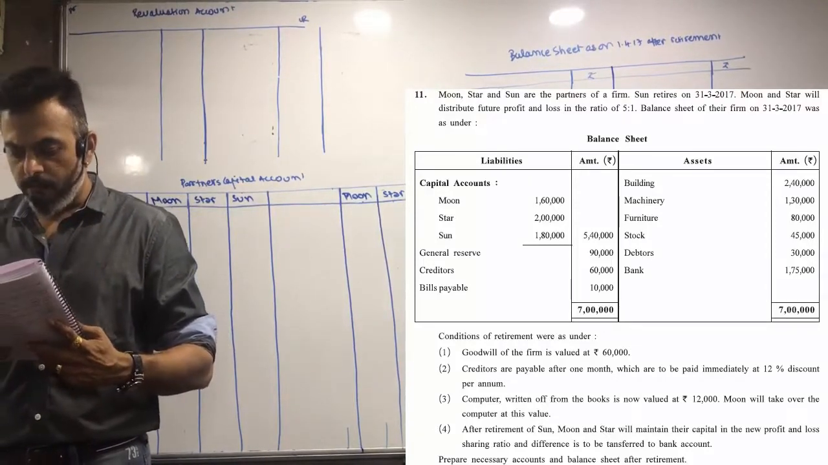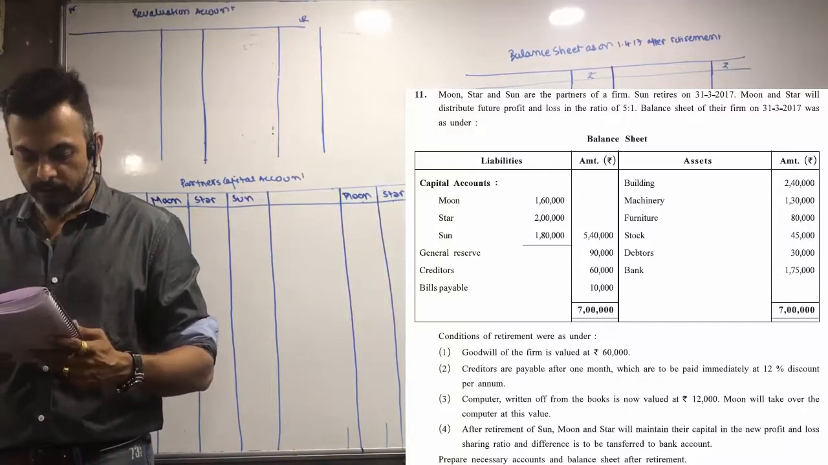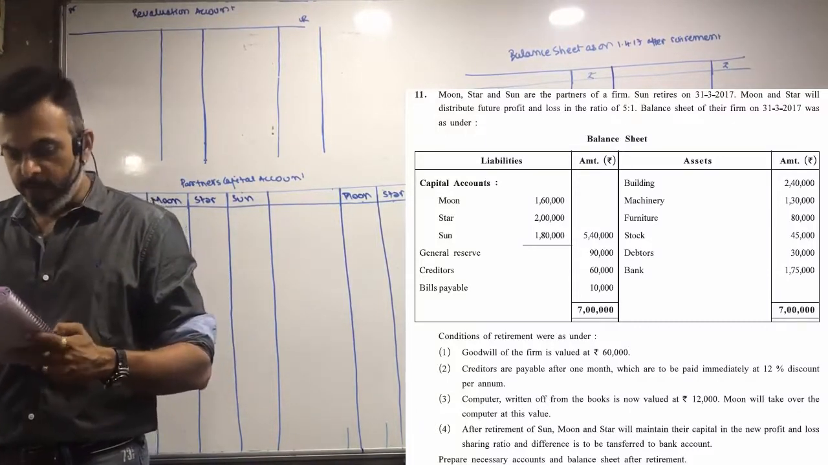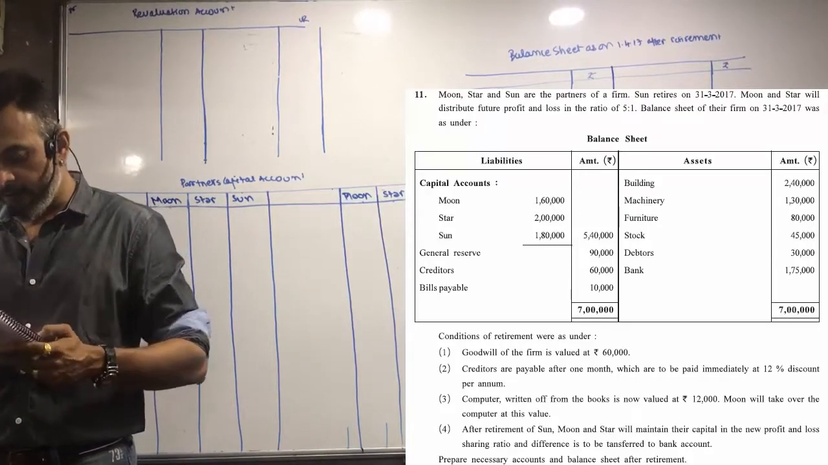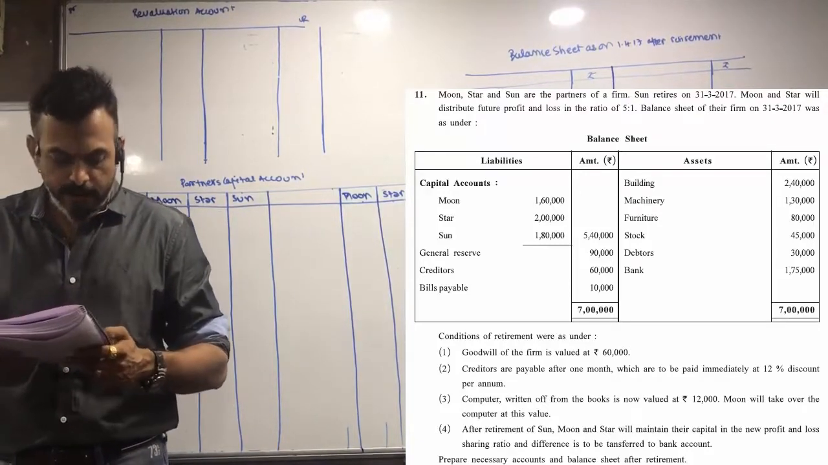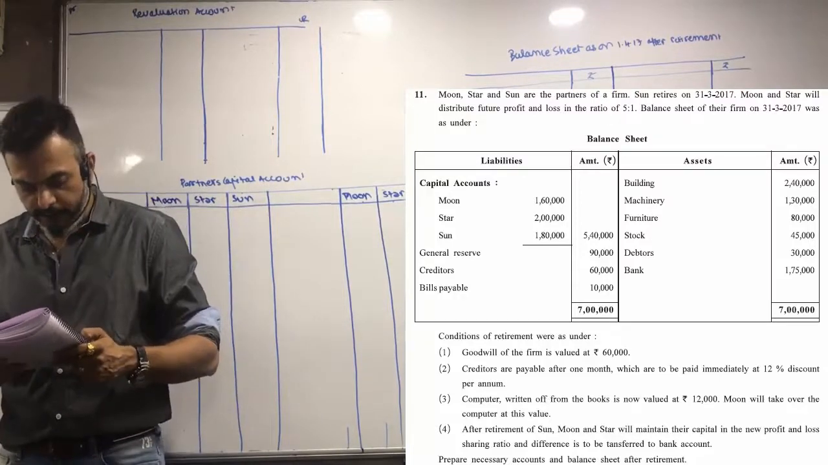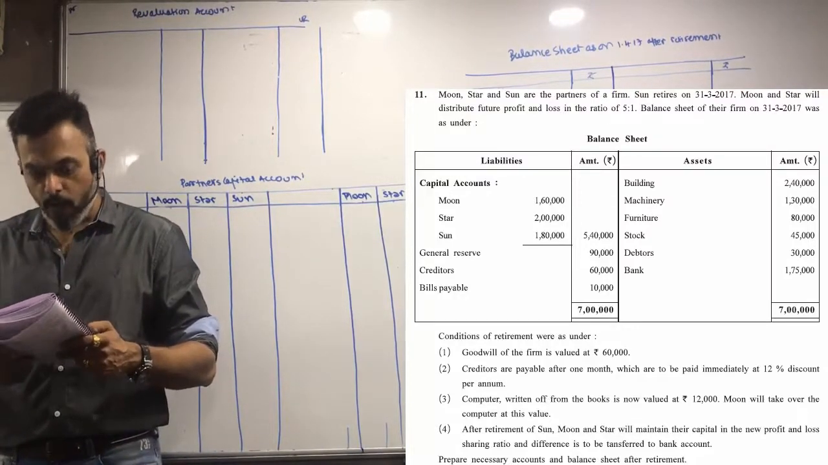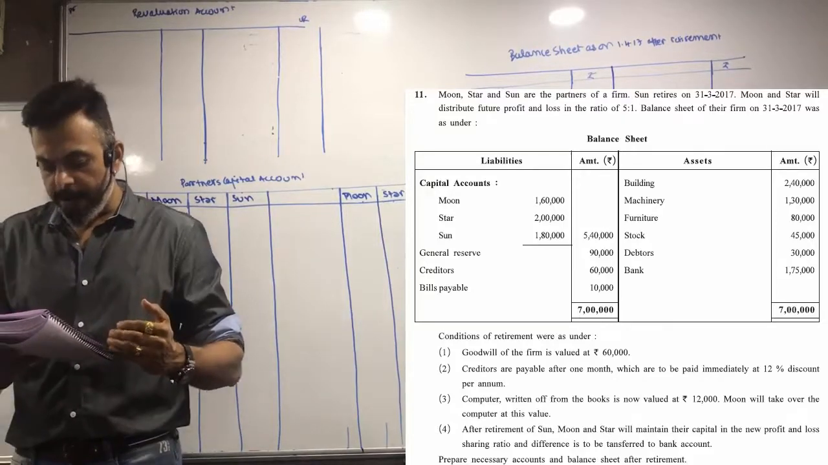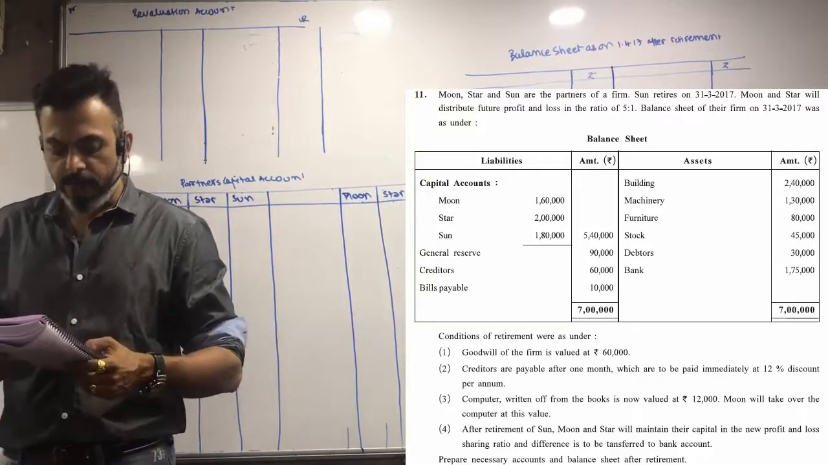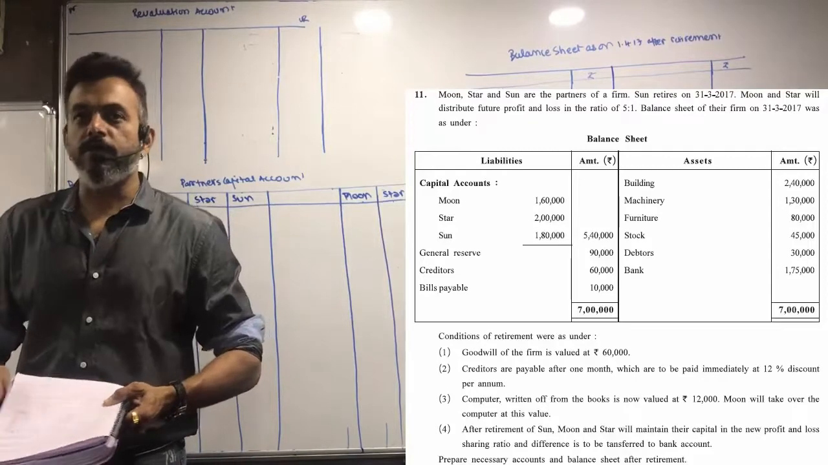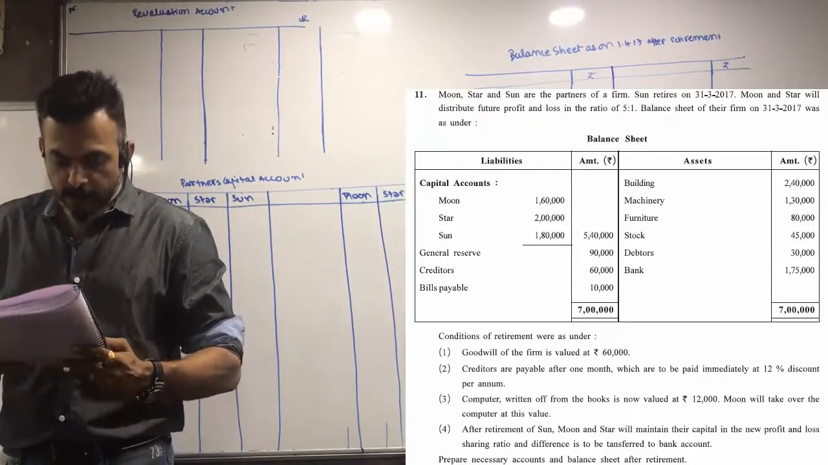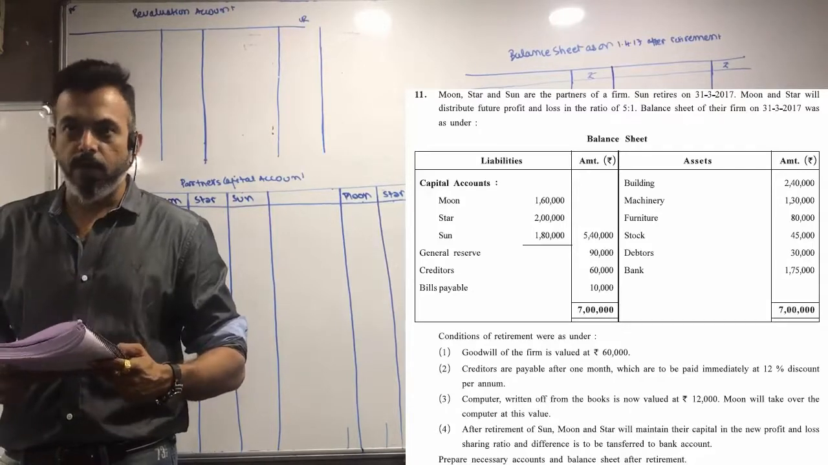Balance sheet of their firm on 31/3/17 was as under: capital account, general reserve, creditors, bills payable, building, machinery, furniture, stock, debtors, bank. Condition of retirement: goodwill of the firm is valued at 60,000. Creditors are payable after 1 month, which are to be paid immediately at 12% discount, but this discount is per annum, and not for the whole year. Okay. Computer written off from the books.